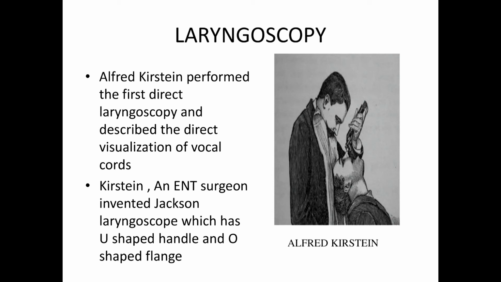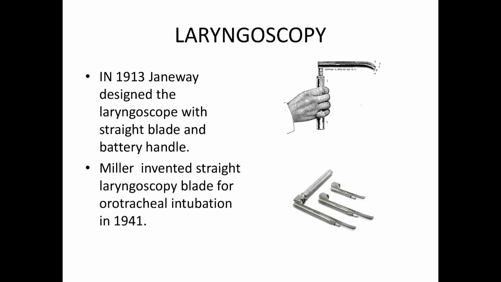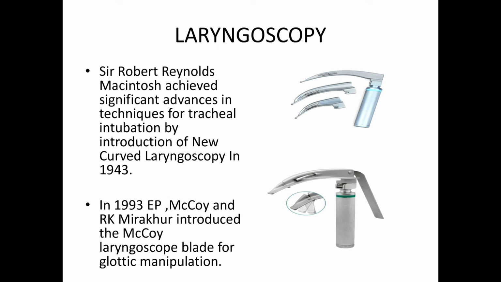Kirstein, an ENT surgeon, invented a laryngoscope with a U-shaped handle and O-shaped flange. In 1913, Janeway designed the laryngoscope with a straight blade and battery handle. Miller invented the straight laryngoscope blade for orotracheal intubation in 1941. Sir Robert Reynolds Macintosh achieved significant advances in techniques for tracheal intubation by the introduction of a new curved laryngoscope in 1943.